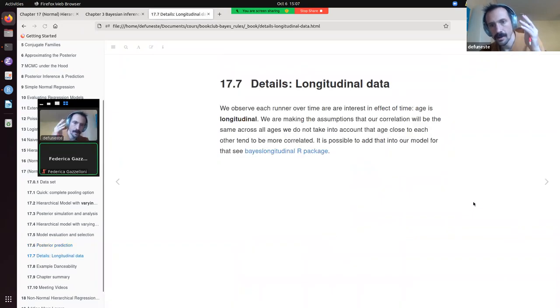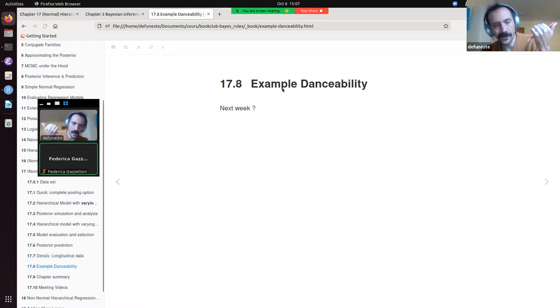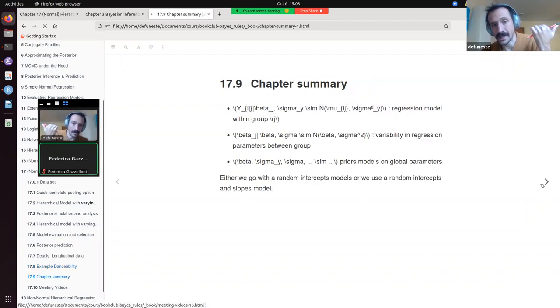Okay, I already explained that. Here we are making the assumption that people of the same age should be more correlated, kind of. So it is possible to do that, but let's go outside of here. I haven't done the 5 pages quick example. Maybe next week, I don't know. Or maybe we can skip it.